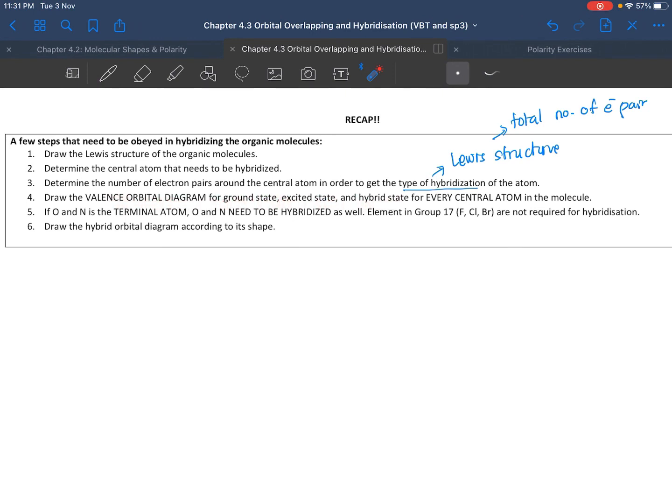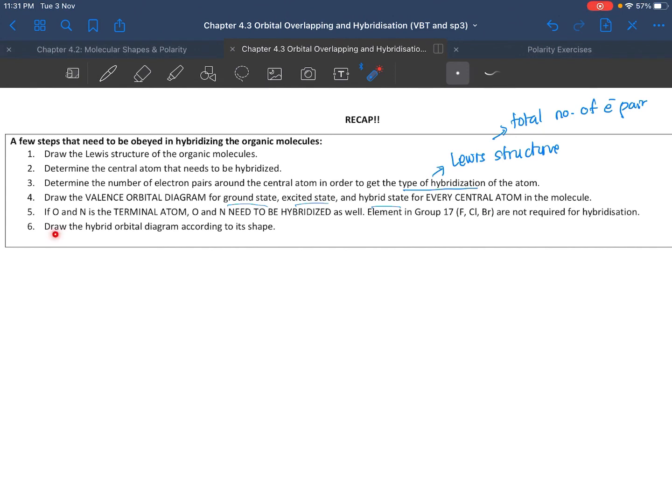Alright, and then next one, draw the valence orbital diagram for ground state, excited state and hybrid state. Yes, kita kena ambil valence elektron je untuk tulis dia punya ground state, excited state and hybrid state untuk setiap central atom dalam molekul. Okay. And then kalau ada oksigen and nitrogen sebagai terminal atom, usually the oxygen and nitrogen need to be hybridized, especially when they have double bond or triple bond. Okay, so element in group 17, fluorine, chlorine, bromine are not required for hybridization. Kalau dia terminal lah, kalau central wajib lah. Okay, so kalau dia terminal memang tak perlu hybrid.